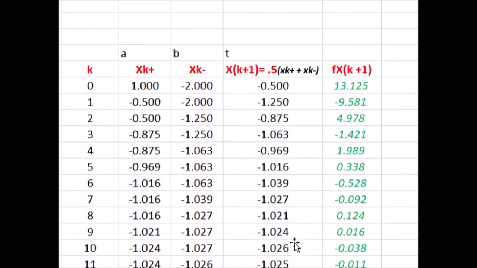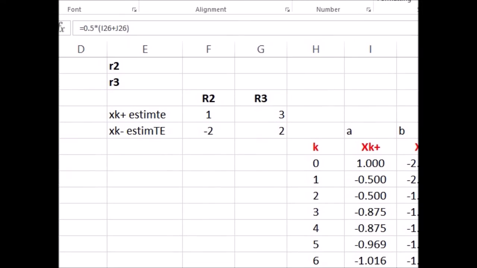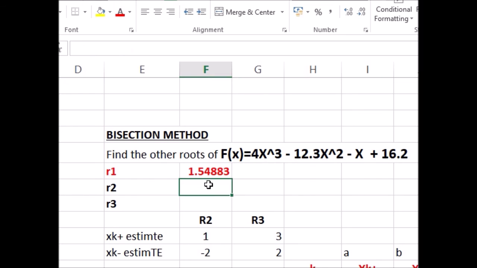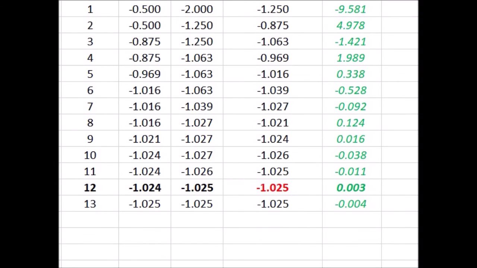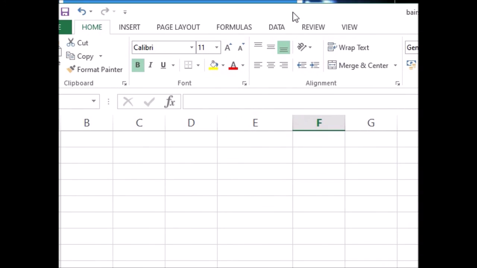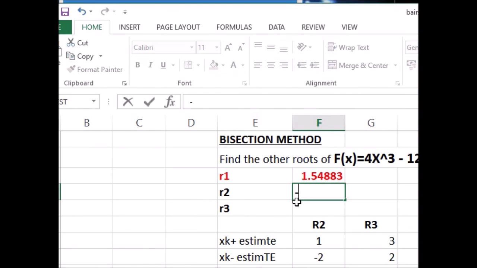root number 2. Okay? So ibig sabihin, yung ating root 2 would be, ano nga ulit yung value? Negative 1.025.